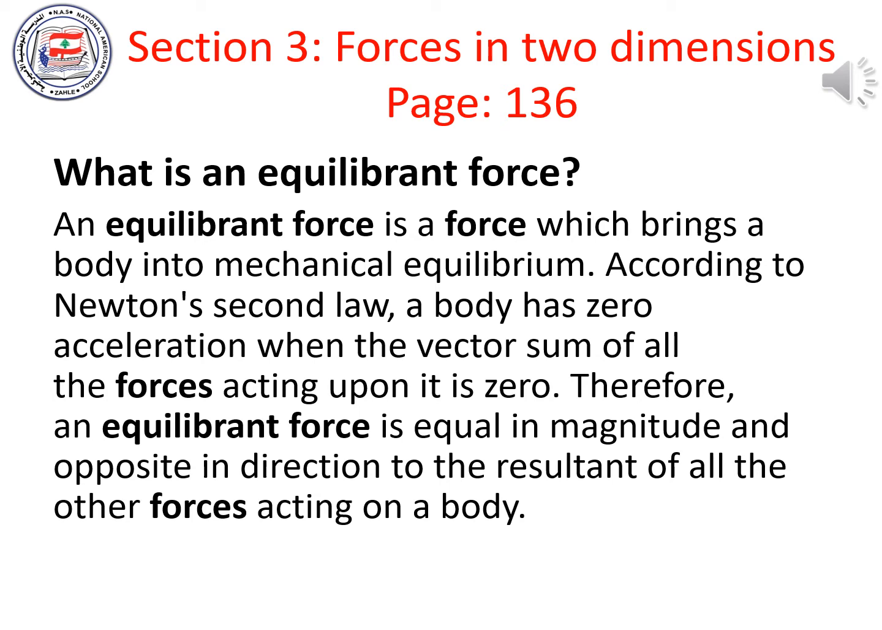Therefore, an equilibrium force is equal in magnitude and opposite in direction to the resultant of all the other forces acting on a body. So, if you want to find the equilibrium force of a body, you need to add all the forces acting on the body and you get the resultant force, as we studied in section 1, and the equilibrium force is equal to this resultant force in magnitude but opposite in direction. So they are parallel and equal in length but opposite in direction. If the resultant force is upwards, the equilibrium force is downwards. If the resultant force is to the right, the equilibrium force is to the left. So once you find this equilibrium force, if it is added to the body, this body becomes in equilibrium.